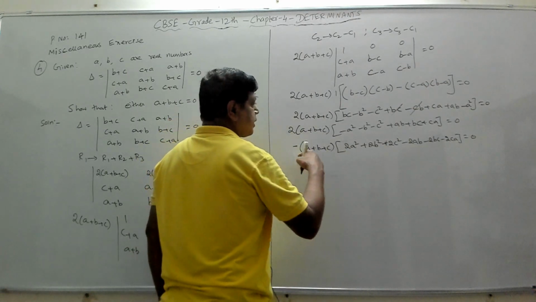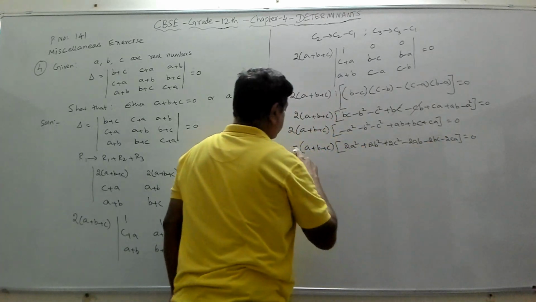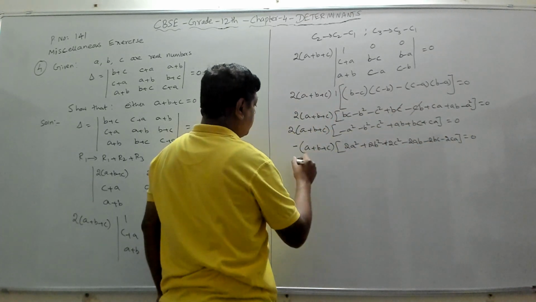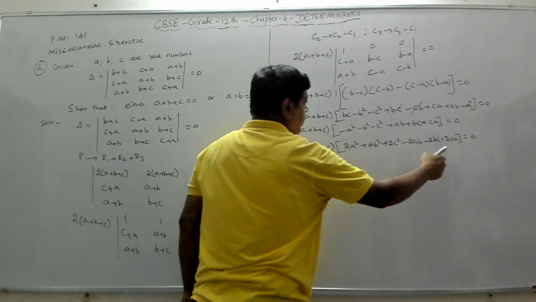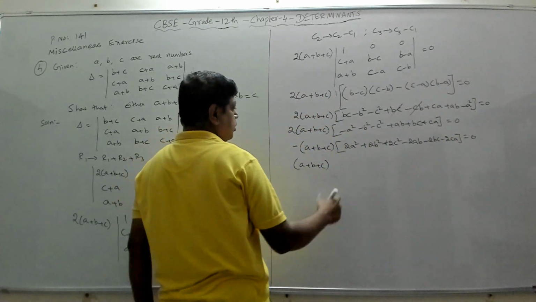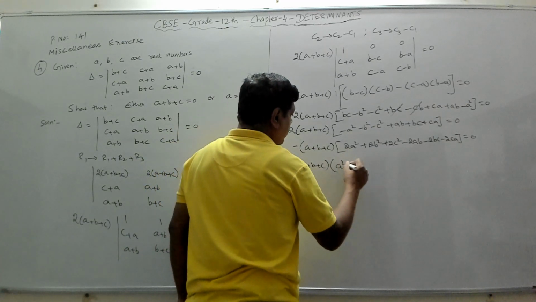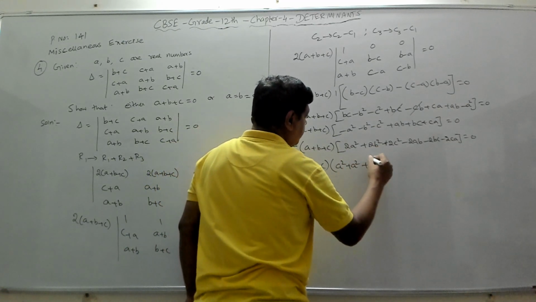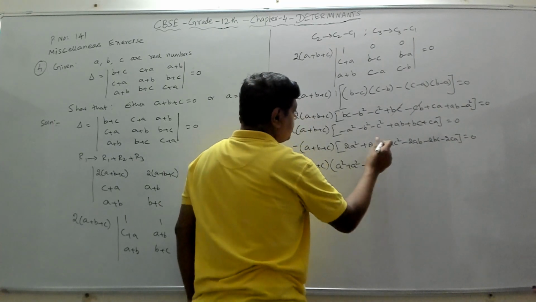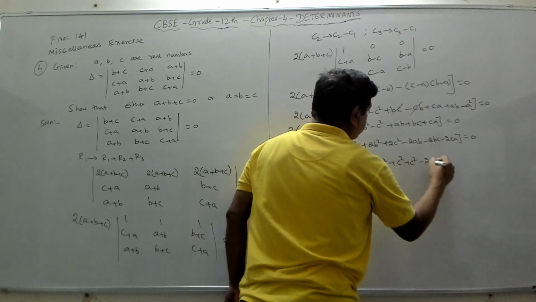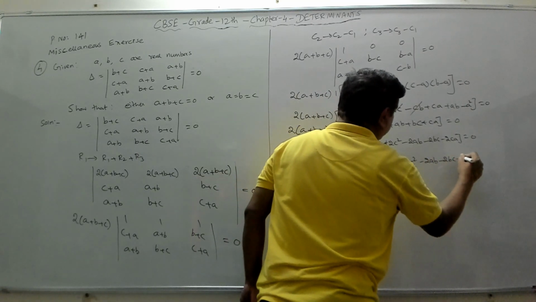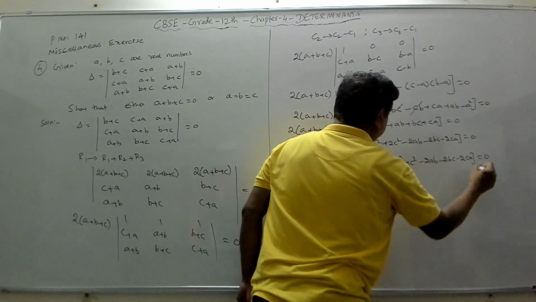Now this minus can be thrown here, so it will go to that side. We will get a plus b plus c. The minus 1 will go here. It will become 0 by minus 1, which is 0. So this a square can be written as a square plus a square. B square can be written as b square plus b square, and 2c square can be written as c square plus c square. And this will be written as 2ab minus 2bc minus 2ca. This will not change, equal to 0.